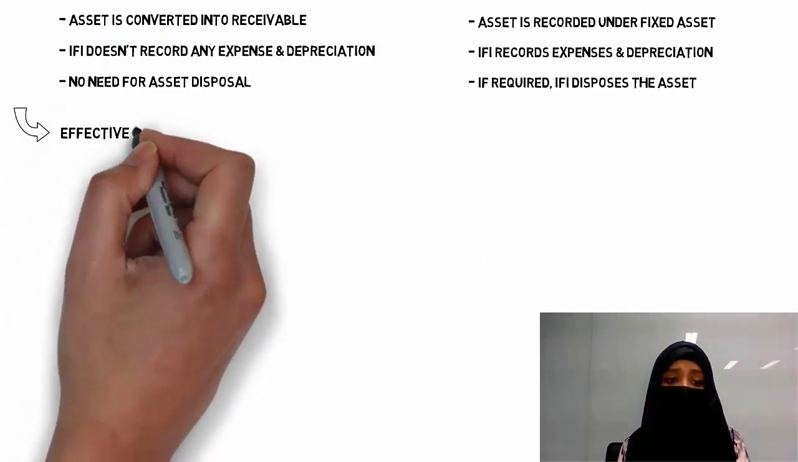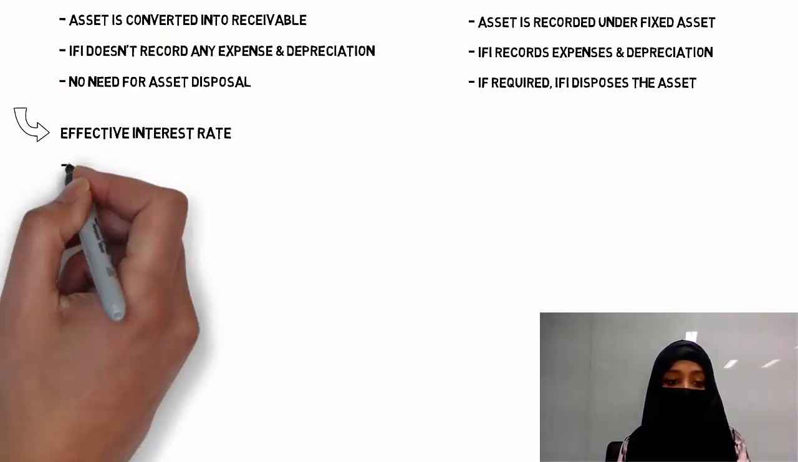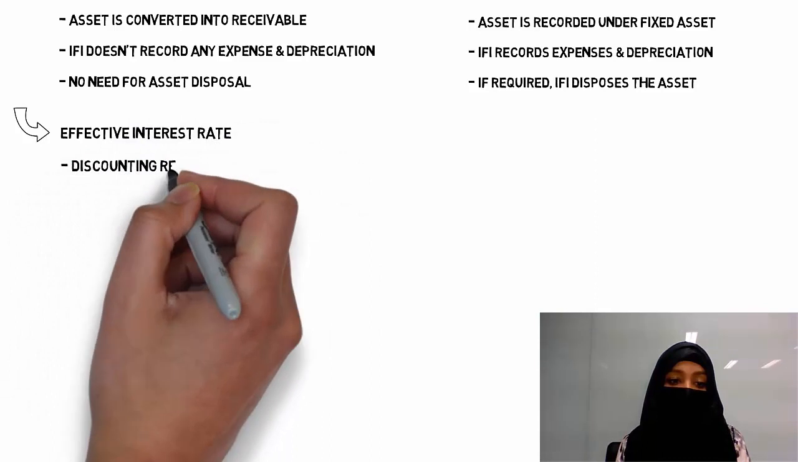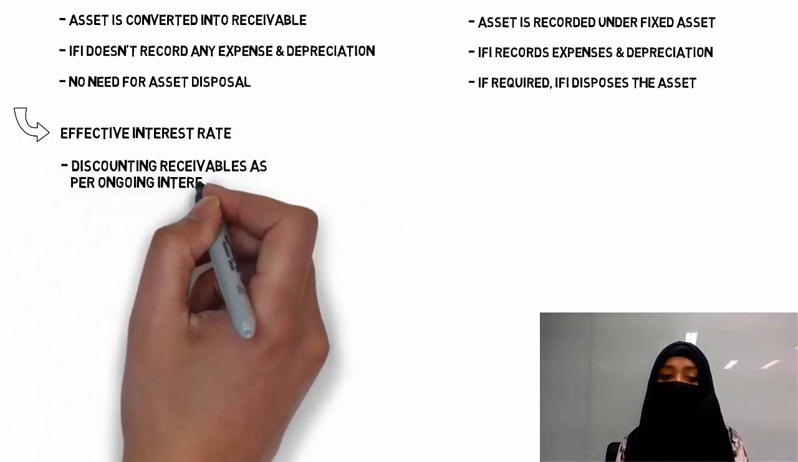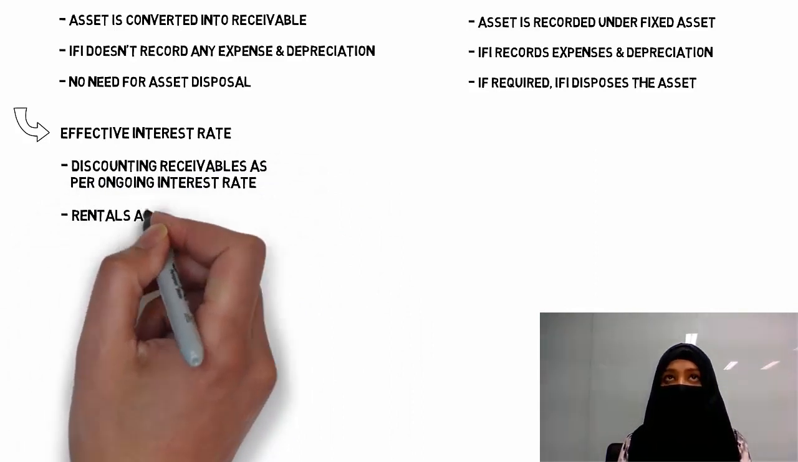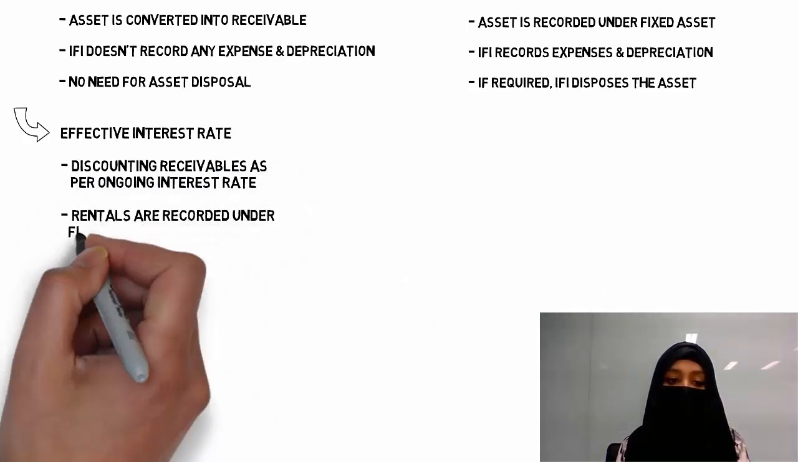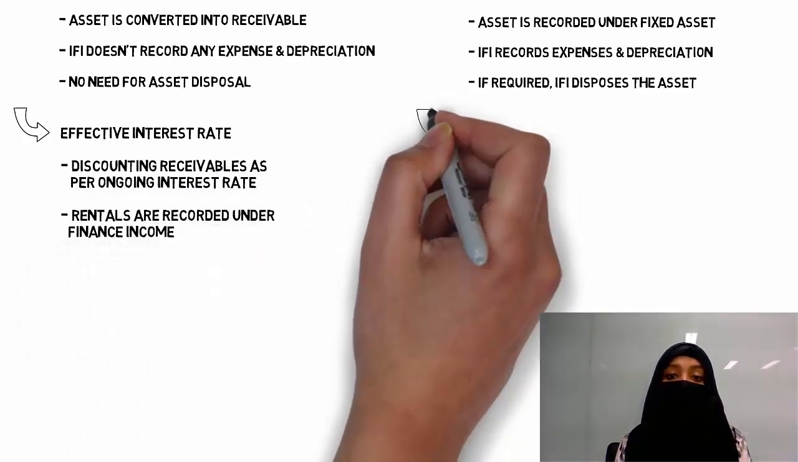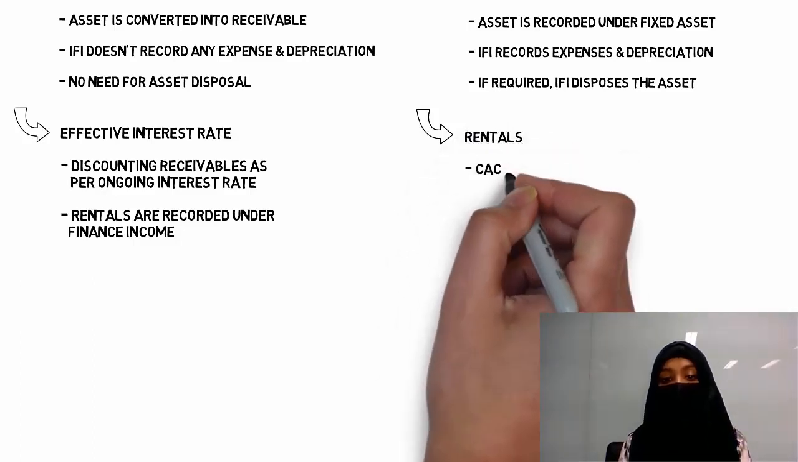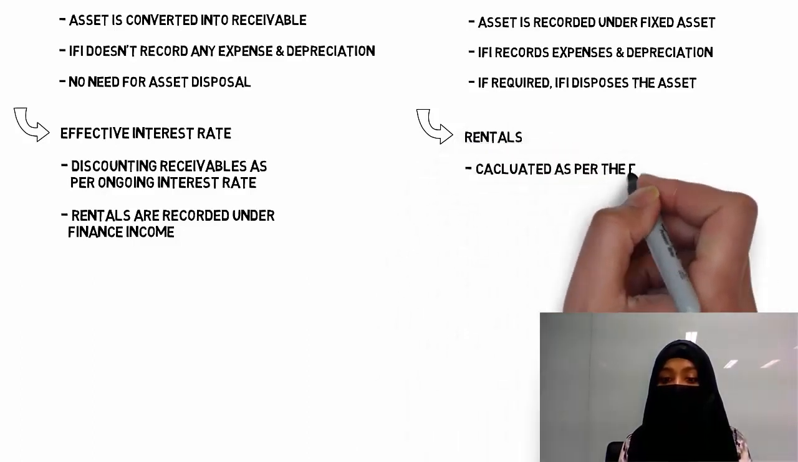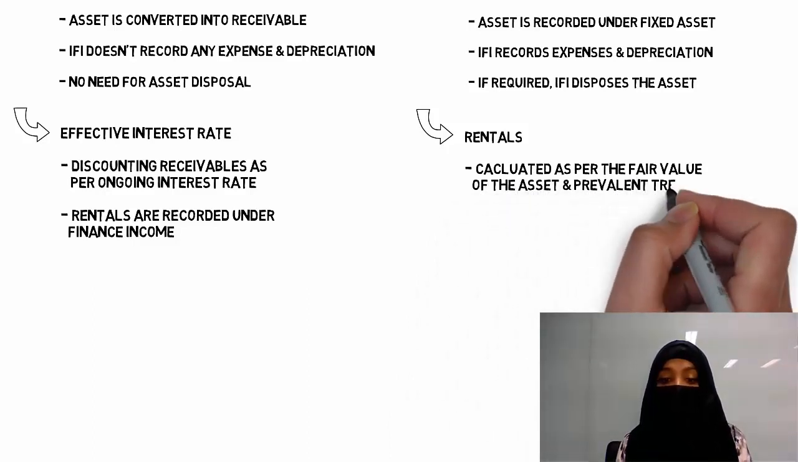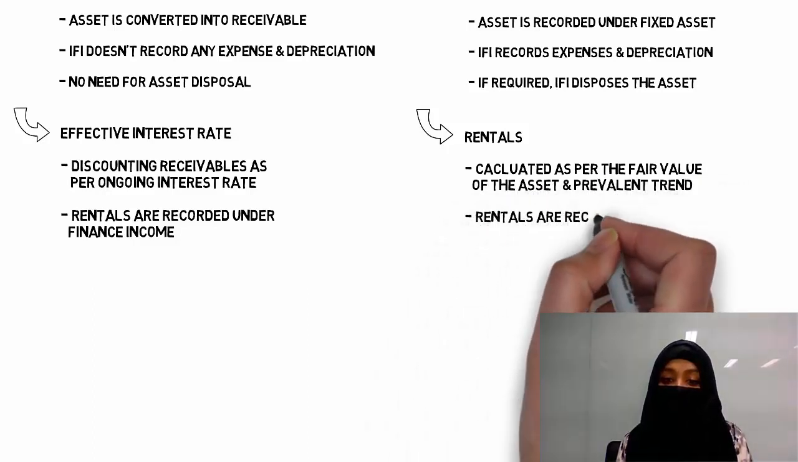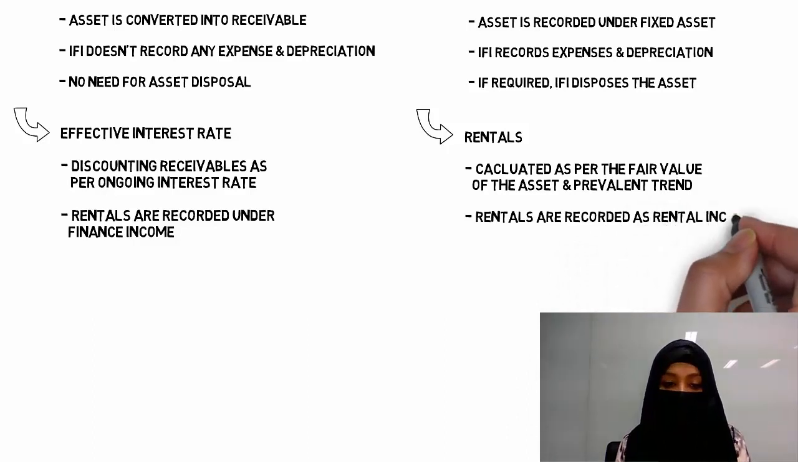Secondly, we move on to the time value of money, interest. So under IFRS, the interest rate is calculated by discounting the receivables as per ongoing market interest rates, and the rental received is recorded under finance income. While in the AAOIFI regime, rentals are calculated as per the fair value of the asset and the prevalent trend in the market. And when the rentals are received, they are recorded under rental income.